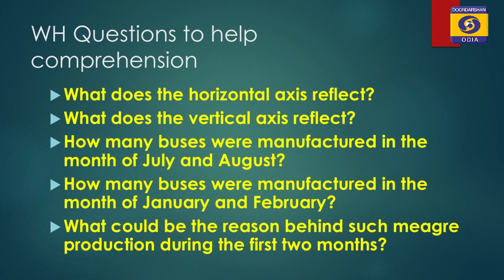Question number 1 is, what does the horizontal axis reflect? Naturally the horizontal axis reflects the month. What does the vertical axis reflect? Naturally the answer is the vertical axis reflects the number of buses manufactured. How many buses were manufactured in the month of July and August? I have clubbed them together because July and August they have exact number, similar number of buses manufactured. How many buses were manufactured in the month of January and February?